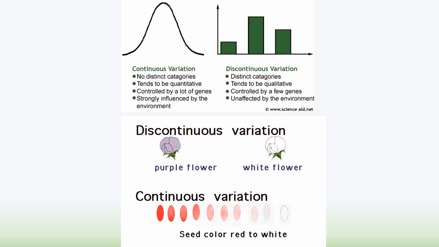Continuous tends to be quantitative, so you do a line graph, whereas discontinuous tends to be qualitative. Continuous is controlled by a lot of genes, but discontinuous is controlled by very few genes. Continuous is strongly influenced by the environment, whereas discontinuous is unaffected by the environment.